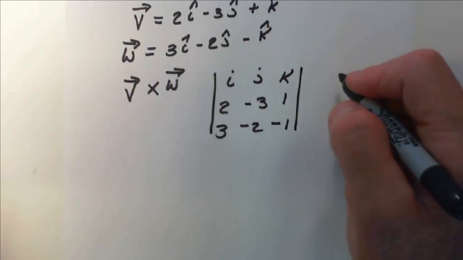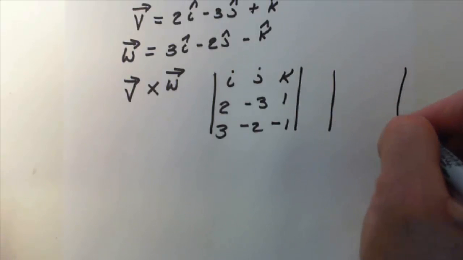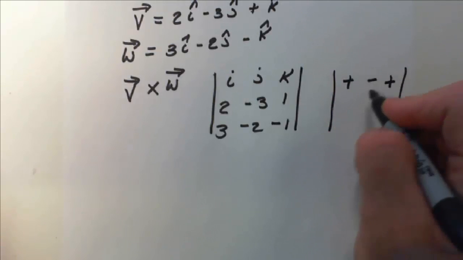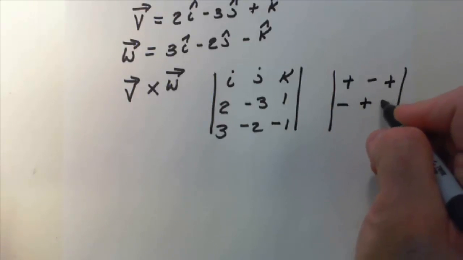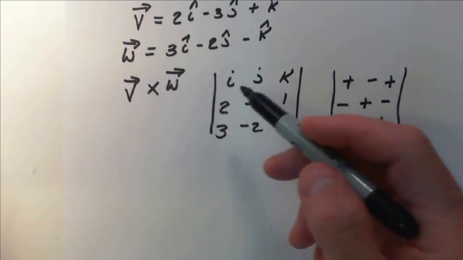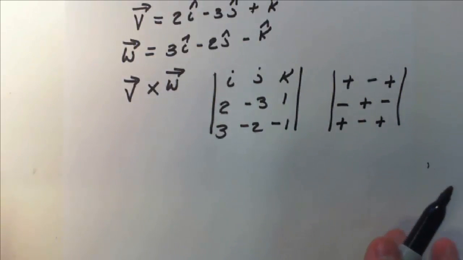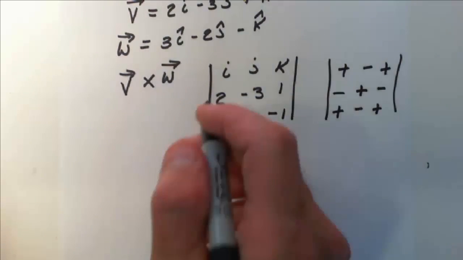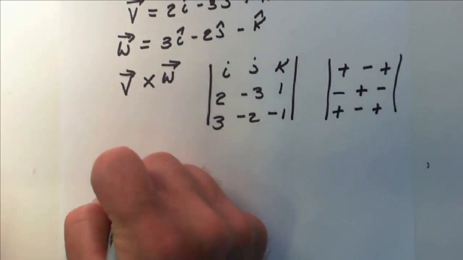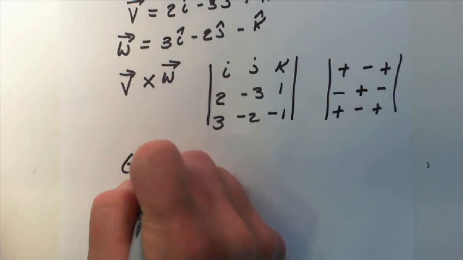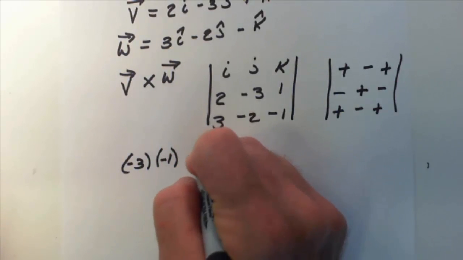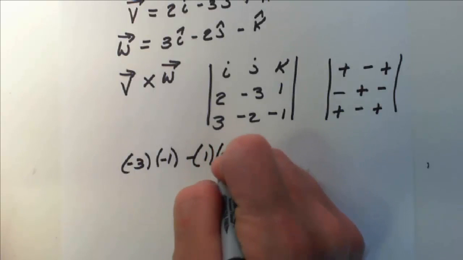Now remember, when you're doing determinants, you must remember that the signs alternate: positive, minus, positive. So you've got to remember that when you're using the i's, j's, and k's. So let's go ahead and work the first one. We're going to work the i's first. To do that, we're going to take negative 3 times negative 1, and then we're going to subtract 1 times negative 2.